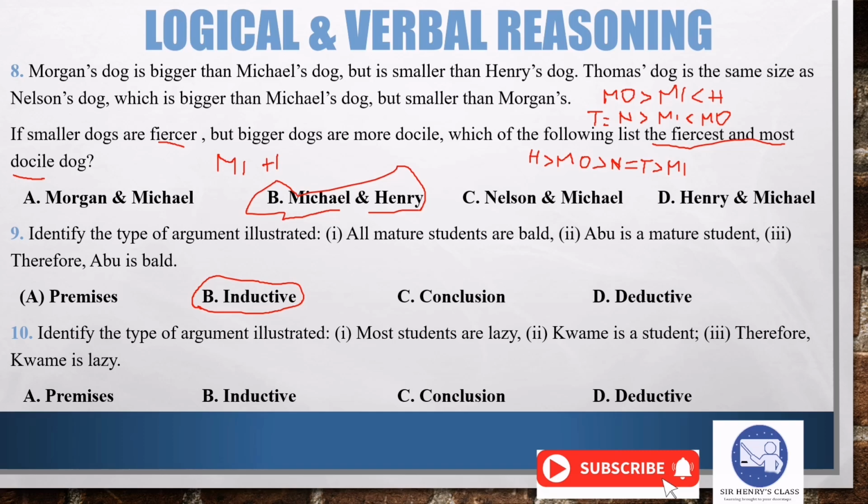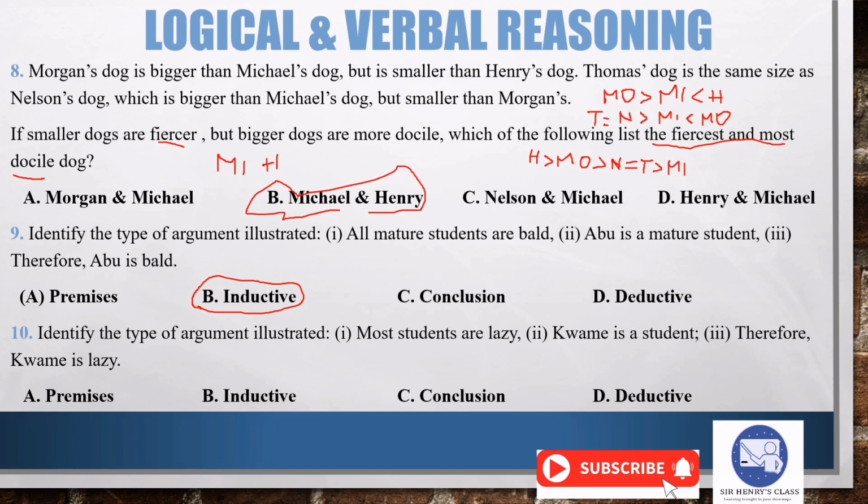10. Identify the type of argument illustrated. Most students are lazy. Kwame is a student, therefore Kwame is lazy. Here the certainty of this statement is not known. Most students are lazy. So some of them are lazy, some of them are serious. Kwame is a student. So the fact that Kwame is a student, is it that Kwame is also lazy? We can't tell because the question says most students. It never said all students. Probably Kwame will be part of the most, or Kwame will be part of the few.